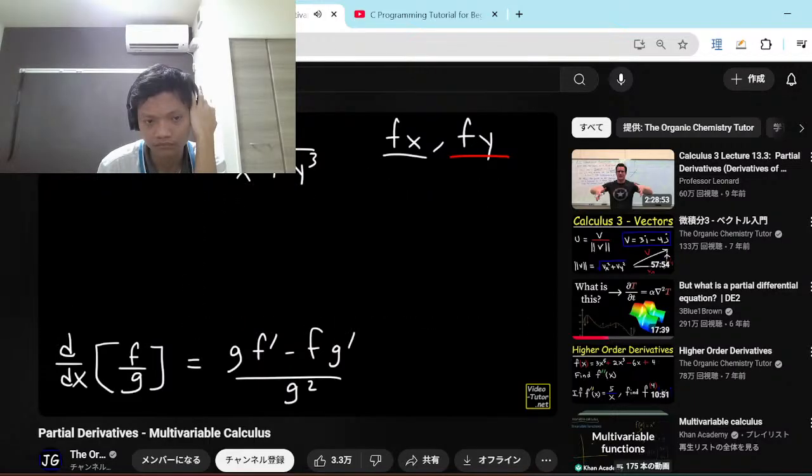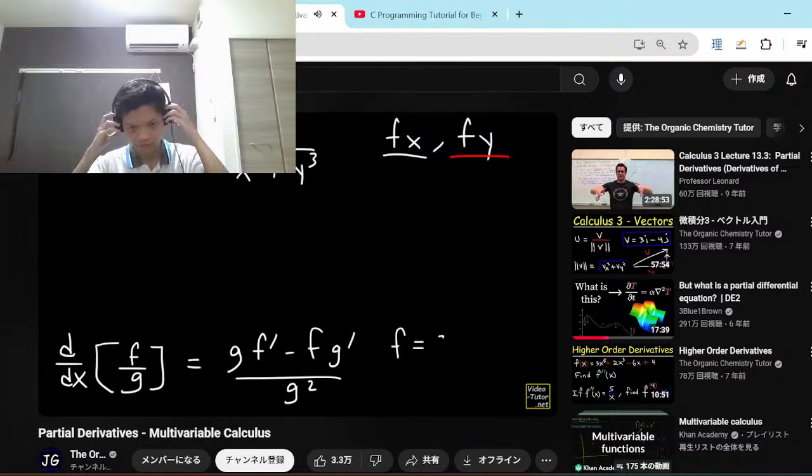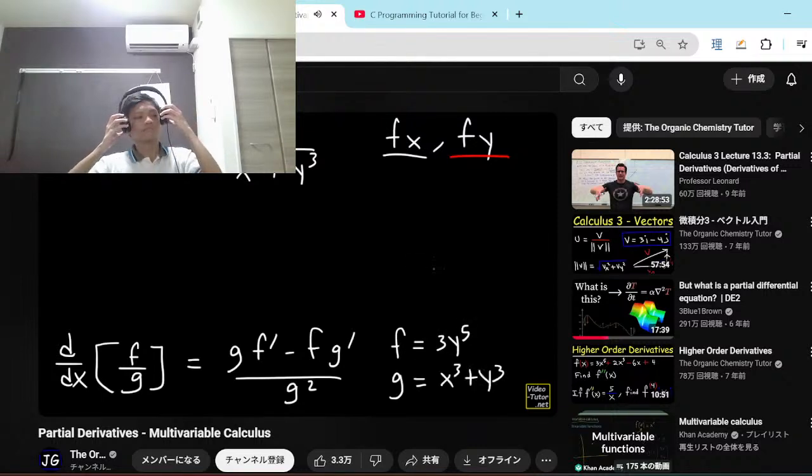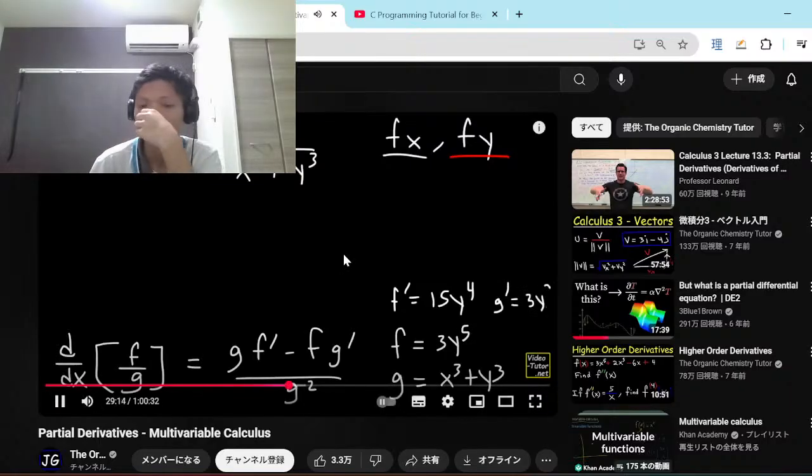Now let's find fy, the first derivative with respect to y. And we have to use the quotient rule. So f is going to be the top function, 3y to the fifth. G is the bottom part, x cubed plus y cubed. Now f prime with respect to y is going to be 3 times 5y to the fourth, which is 15y to the fourth. G prime with respect to y is going to be 3y squared, since the derivative of x cubed, which we're going to treat as a constant, is 0. So now let's plug it in into this formula here.